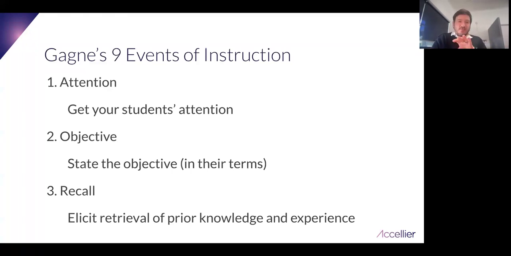So I think when we're looking at Gagné's 9 events, stating the objective is more about stating it in their terms. A good little trick is, I like to get students' attention by stating a problem and then talking about how the objective of today will actually give you the ability to solve that problem. So you've got their attention and you're stating how what you'll learn here now will help you avoid that problem in future. Then the third event is recall, so eliciting retrieval of prior knowledge and experience.